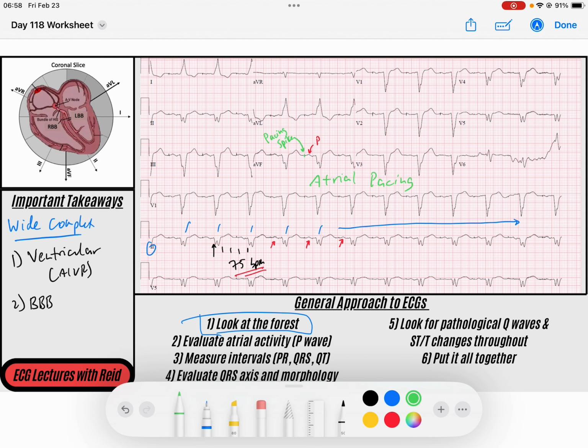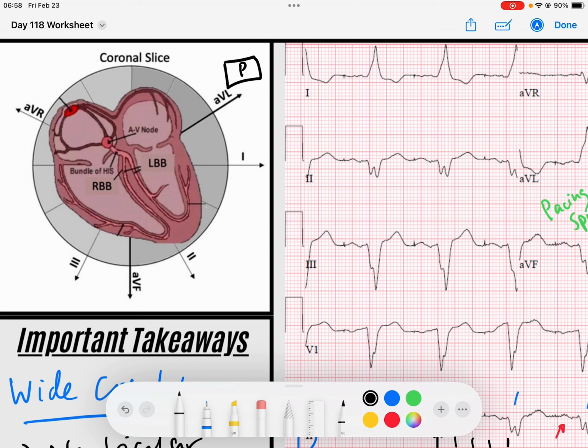That might explain why this rhythm is so perfectly regular, right? Because every beat has a pacing spike. So what does that tell me? That tells me that we're being paced in the atria. So we know that pacemakers, usually, here's my pacemaker box. Pacemakers have 2 wires, typically, if they're dual chamber, which most of them in today's day are. One comes all the way down to the right ventricle, deep into the right ventricle. The other comes all the way over here to, say, the right atria, right? And so right now what we're seeing is the atrial pacing spike is firing off and depolarizing the atria.